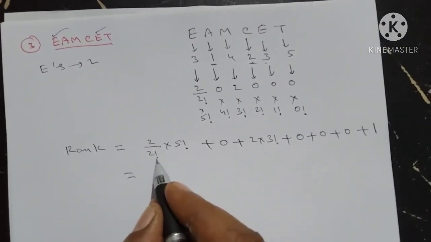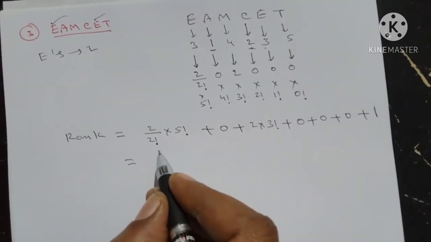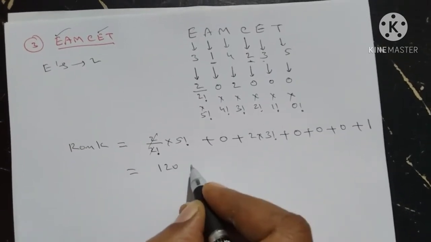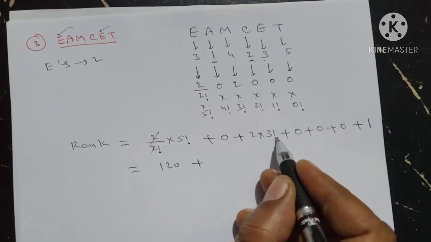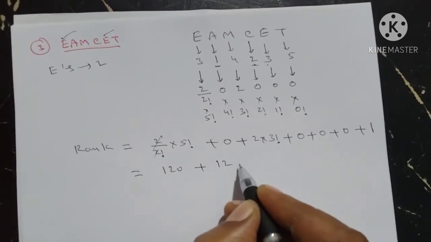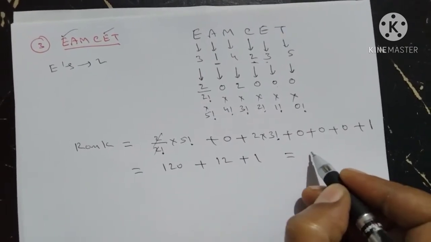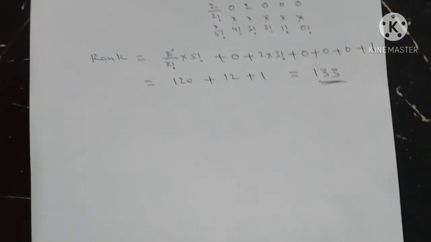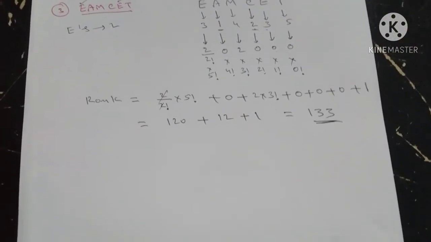2 factorial by 2 factorial. What is the value of 2 factorial? 2. 2 by 2 cancel. 5 factorial is 120, plus 2 into 3 factorial. What is the value of 3 factorial? 3 into 2 is 6. 6 into 2 is 12, plus 1. So that equals 133. So the rank of the word MESET is 133.